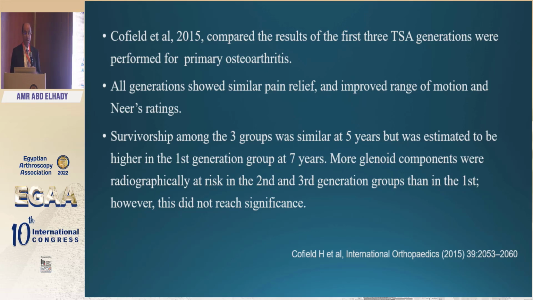In 2015, Kofeld and his team repeated this study using 3 generations. Done by the same surgeon, they compared the results of the first 3 total shoulder generations performed for primary osteoarthritis. The 3 groups were demographically almost the same. All generations showed similar pain relief, improved range of motion, and rating scores. Survivorship among the 3 groups was similar at 5 years, but was estimated to be higher in the first generation, which is the monoblock. At 7 years, more glenoid components were radiologically at risk in the second and third generation groups than in the first, which did not reach significance.